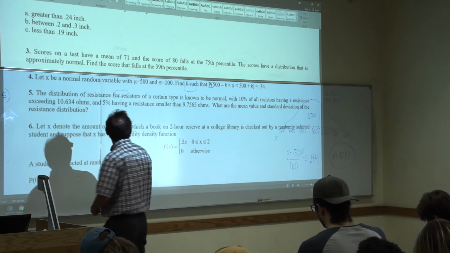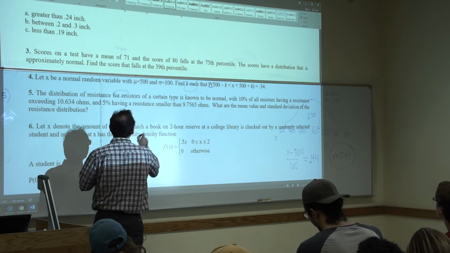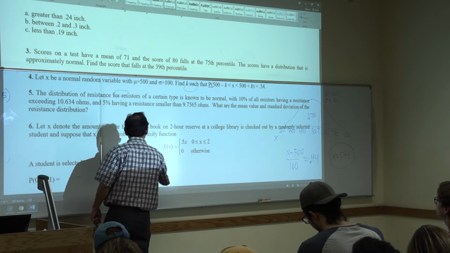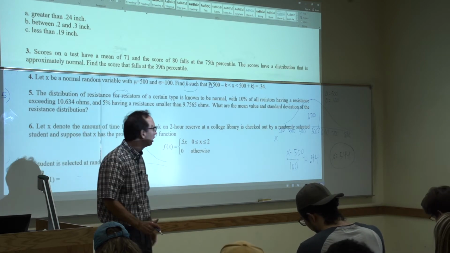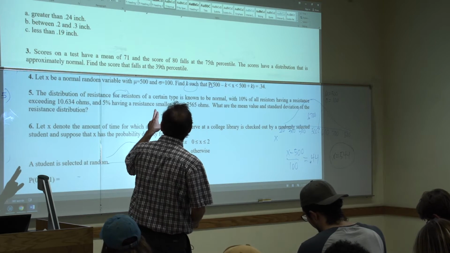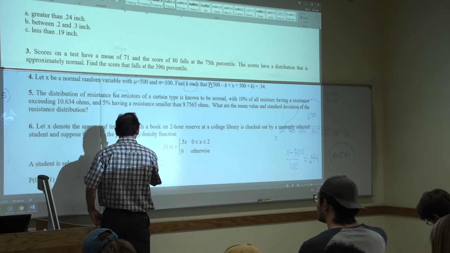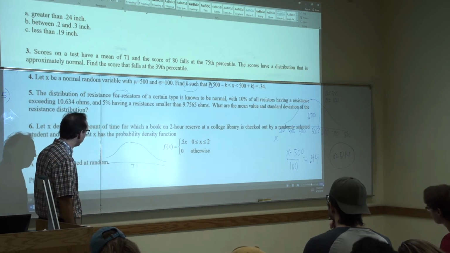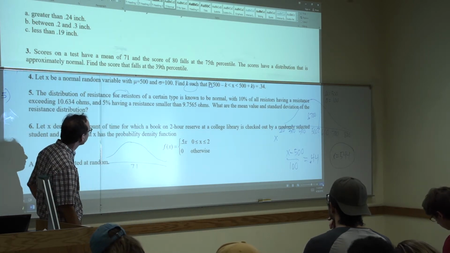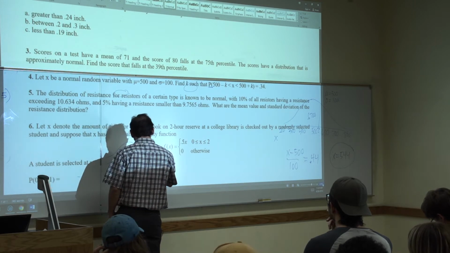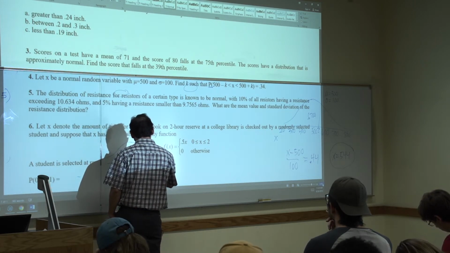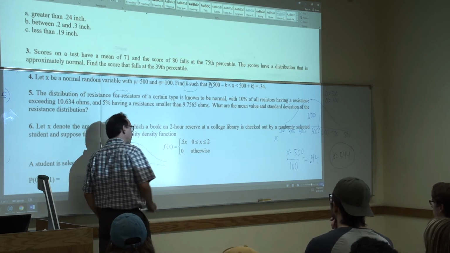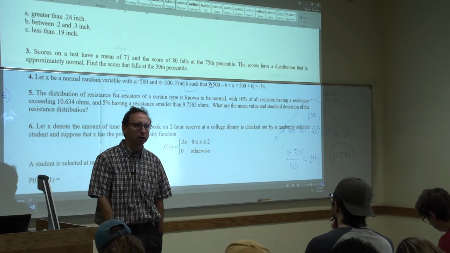Okay, so we know the scores follow a normal distribution, right? And you're told that the mean is 71. So you can locate where the mean is, right below the peak of the curve. And then a score of 80 falls at the 75th percentile. So that means you know that the area under the curve to the left of 80 is 0.7500. Okay?